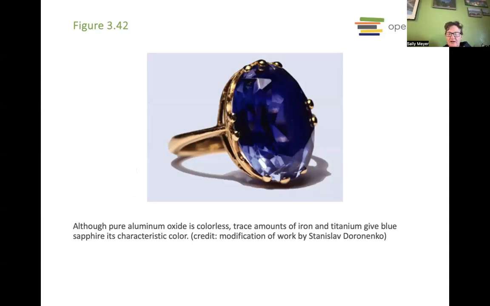And this is just a picture of aluminum oxide. It has some impurities in it to make it that really pretty purply blue color.